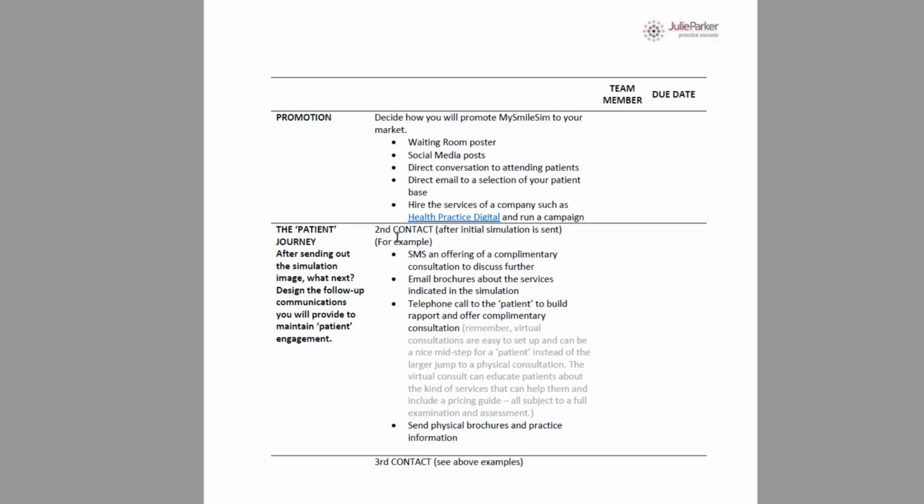So therefore, the second contact, they've had the first one, it's the simulation being sent out to them. The second contact, is it going to be an SMS, to SMS an offering of a complimentary consultation to discuss their situation further? It could be an email of brochures about the services indicated in the simulation. Maybe they just wanted whitening, and so you brightened up the colour, sent that simulation out. The next step is to then email them information around tooth whitening and have indications of pricing around tooth whitening, and also include links to your website, to your Facebook page. Make sure that you are really building that email out with as many resources as possible to better engage that patient.